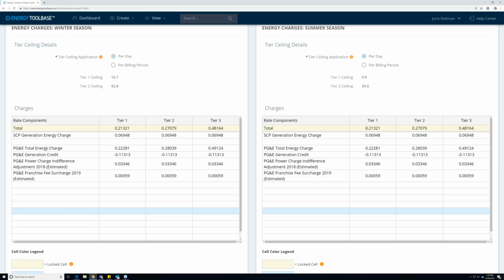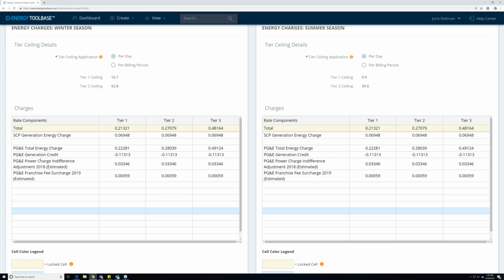PG&E does bill bundled, and then they subtract or credit the generation to the customer on the bill. So that's why we have it set up this way in ETB to resemble customer bills. And PG&E does have two charges associated with CCA customers that are additional.